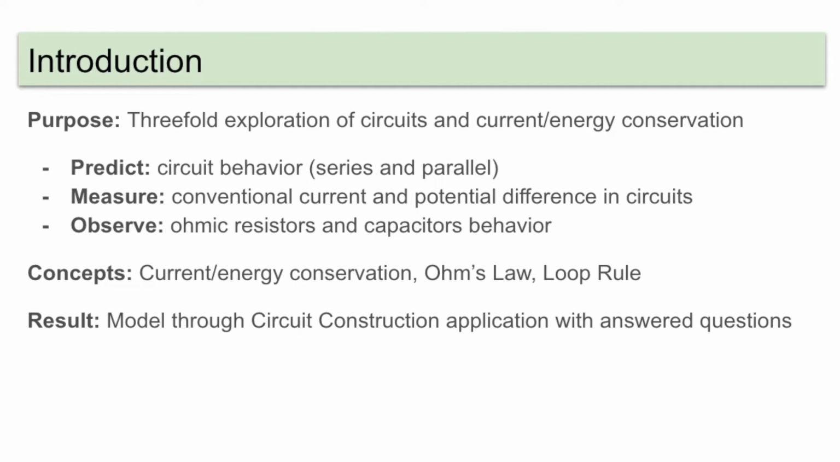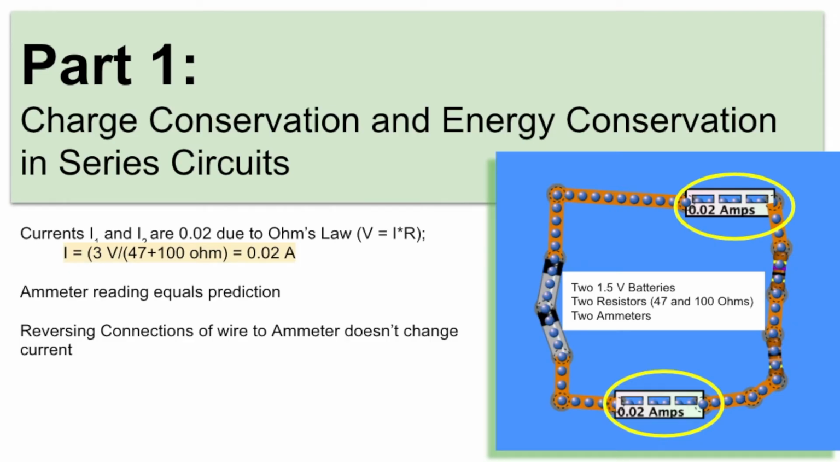The general structure of this lab will be me explaining each section, answering questions in the order of the lab itself. As stated before, Part 1 involved charge conservation and energy conservation in series circuits. The image to the right was the circuit for this section with two 1.5 volt batteries and two resistors at 47 and 100 ohms. For question 1, I1 and I2 were predicted using Ohm's law, V equals IR, which leads us to find I1 and I2 being 0.02, equal because it doesn't split into nodes.